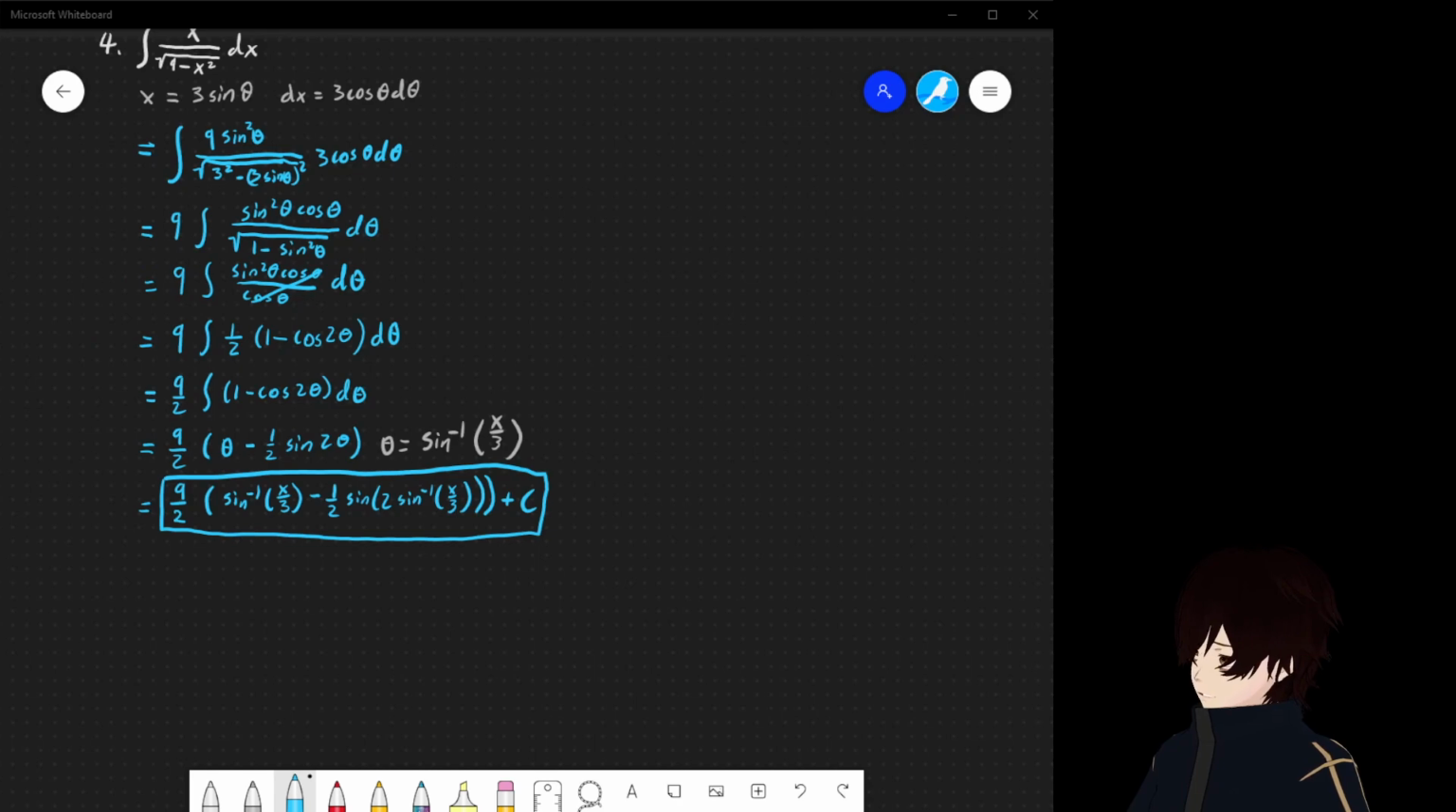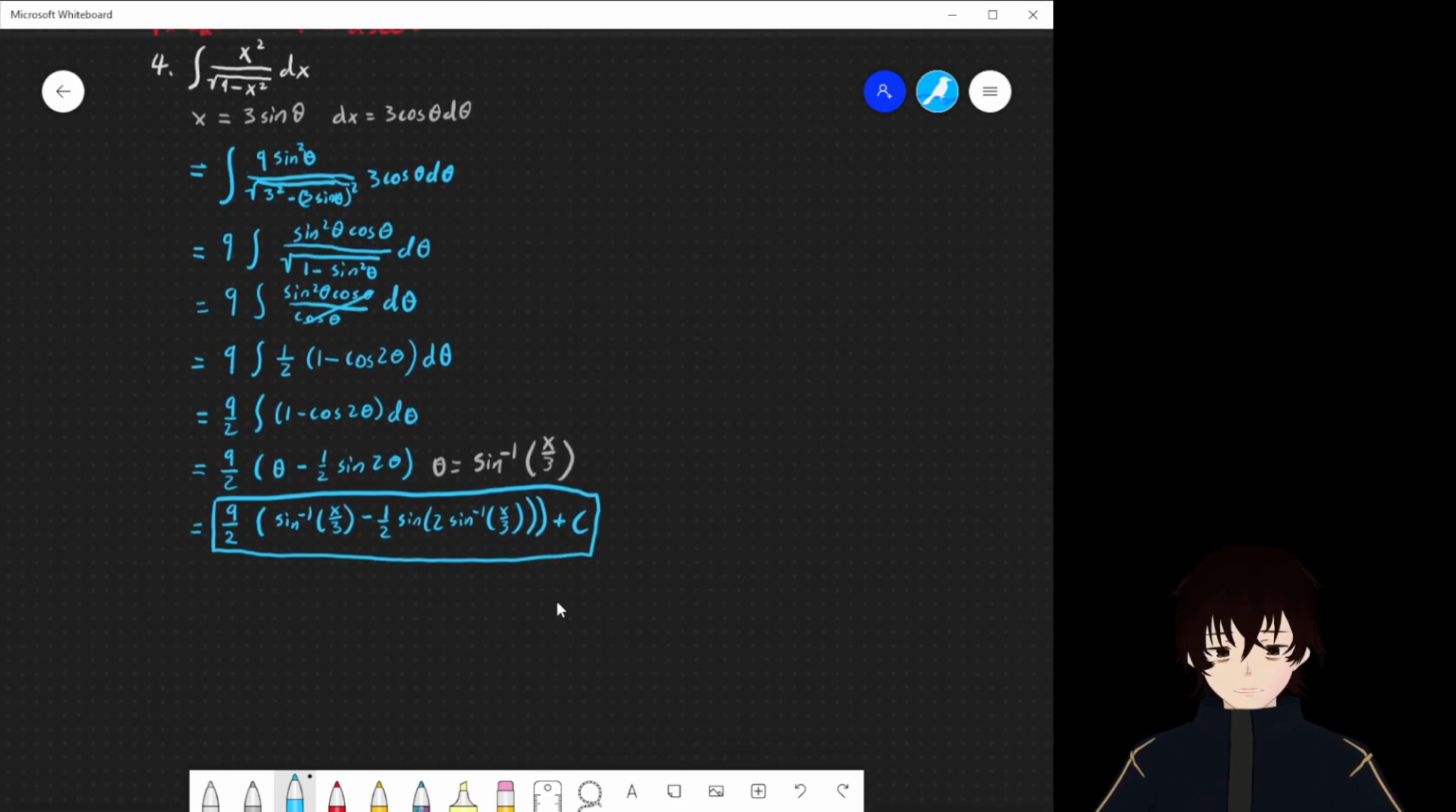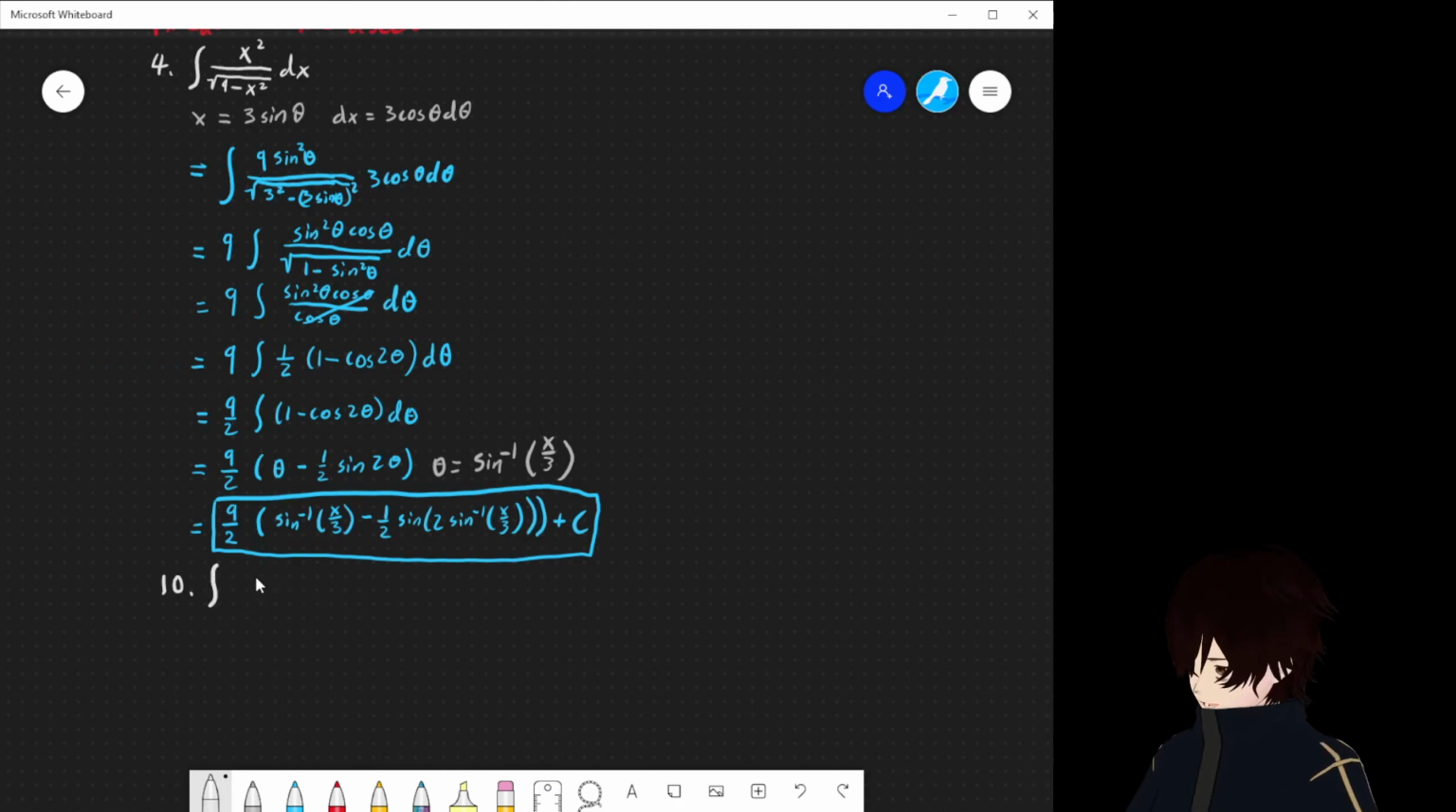Next up is number 10. Oh yeah, the whiteboard, or should I say blackboard, looks different now. Did you notice? We got a dark background and dark theme calculus.